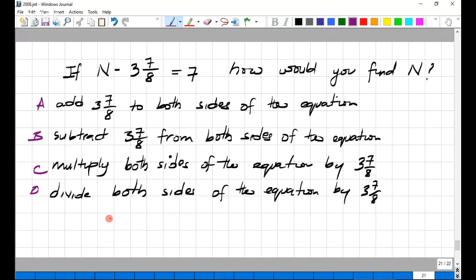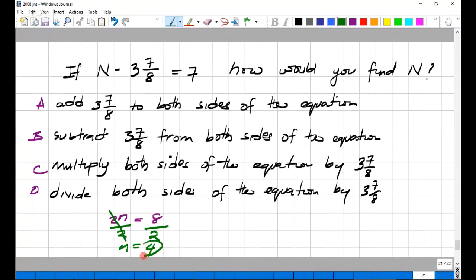Let's do this. If I have 2n equal to 8, how do I find n? We would need to divide one side by 2 to get rid of the 2, and divide the other side by 2. So we end up now with n being equal to 4.